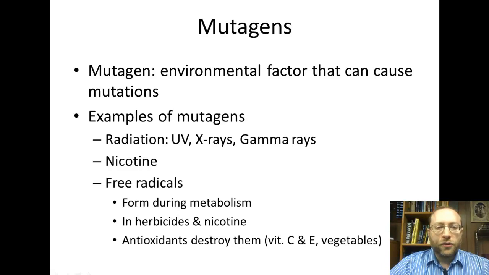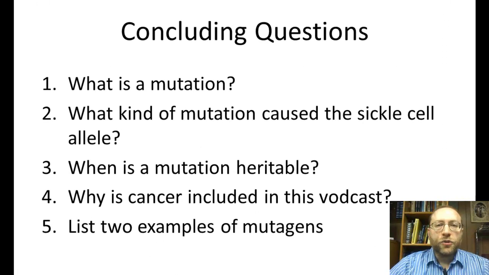Also, something called free radicals cause mutations, and this forms normally during metabolism. It can also be more common in certain types of foods, like if you're barbecuing and you really overcook the food, that is high in free radicals. It's also found in herbicides, so it's very important for you to really wash your fruits and vegetables before you eat them. And it's also found in nicotine. And what you can do about it is the antioxidants destroy them. So have lots of vitamin C and vitamin E in your diet. Basically, eat your vegetables.